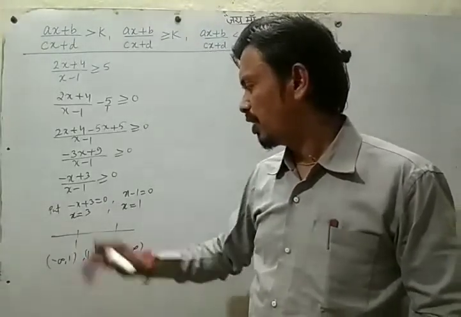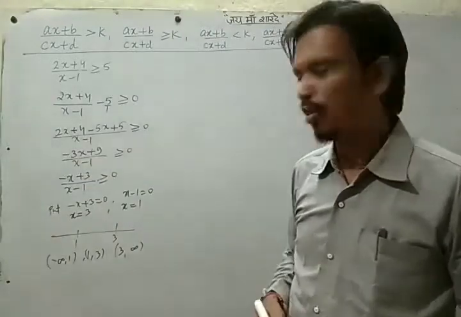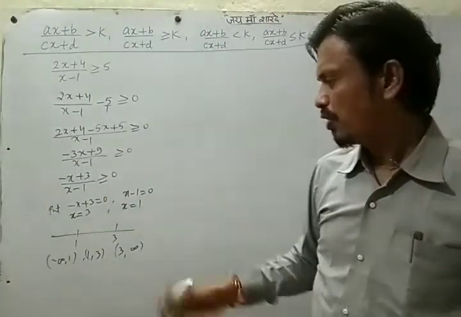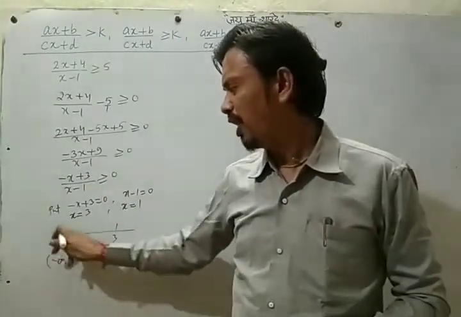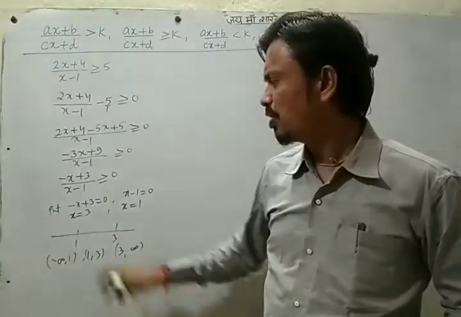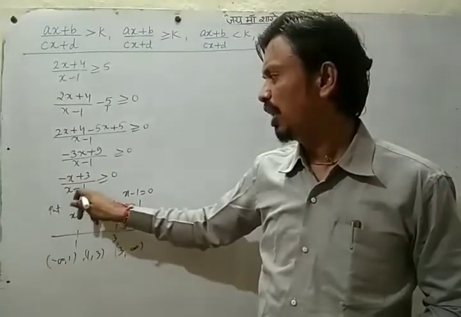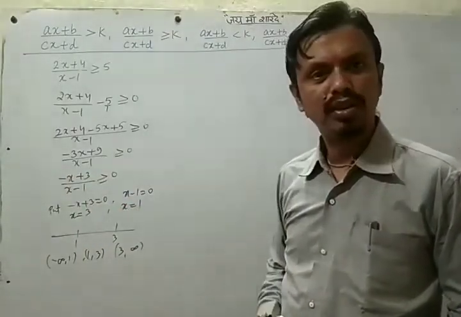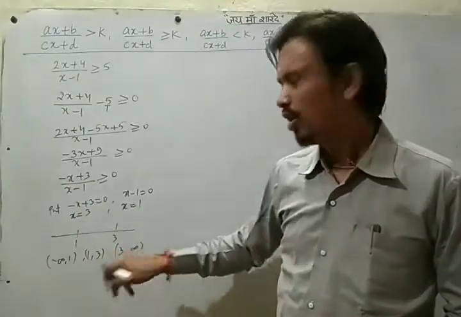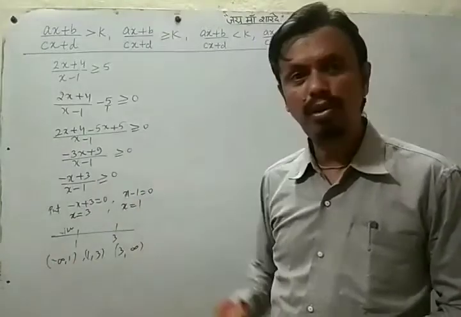So in these 3 intervals, in which interval its value will be ≥ 0, that you have to see. A simple way: from each part take one value. For less than 1, you can take 0. If we take 0, what happens here? 0 + 3 is positive, 0 - 1 is negative. So it will give a negative value. We don't need negative, because we need ≥ 0.